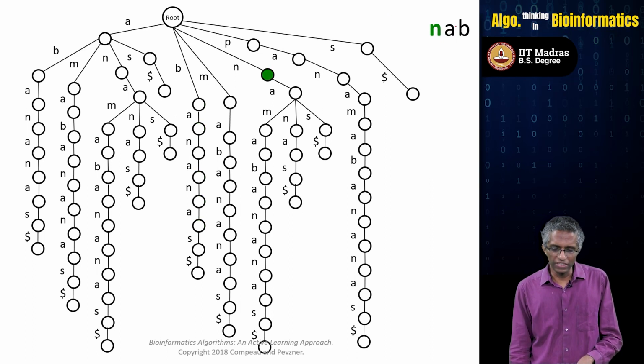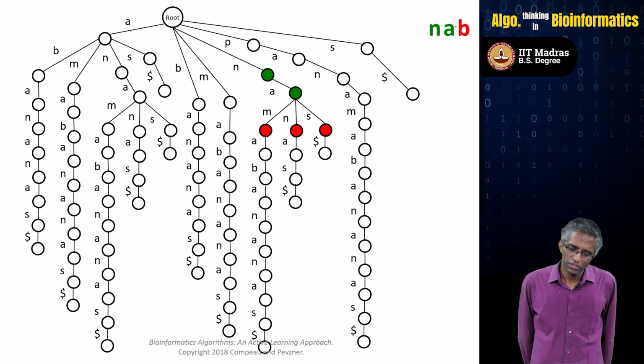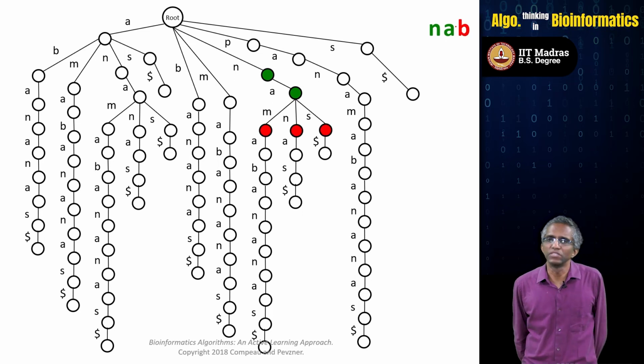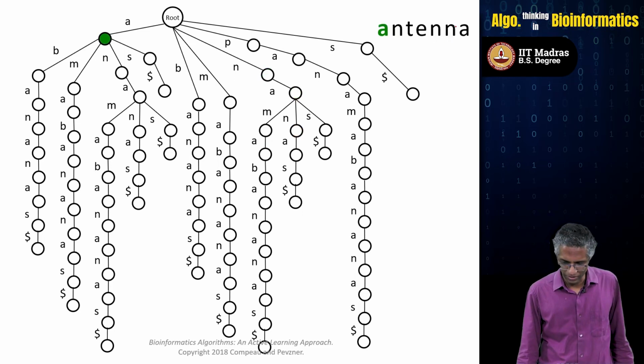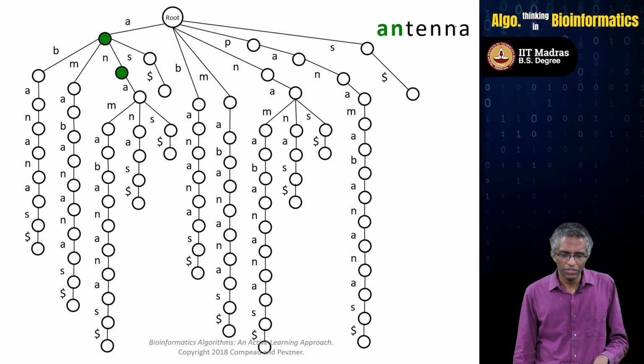Okay, similarly NAB: you go down N-A, but there is no such B after NA, so this NAB is a pattern that is not found in the genome. Then you are looking for ANTENNA. ANTENNA, the T is also not found after A and N, so this is also not a hit. NANA is going to be a hit.